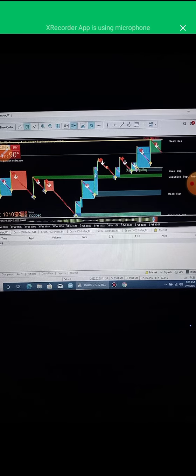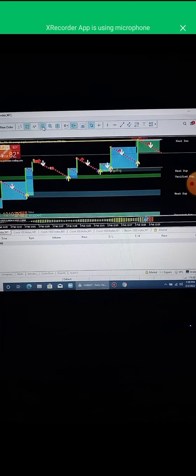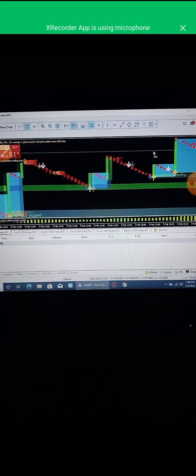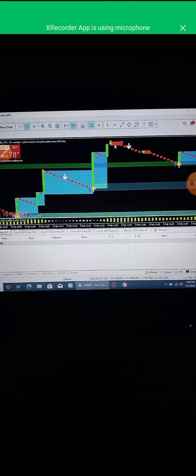Still wearing blue. You see, this one also wears blue, and another one happened. Okay, another one that happened. Let me zoom in a bit so that you'll see it. So this one that happened last wears red. Because it's red now, you can now take a sell and hold for 5 candles.